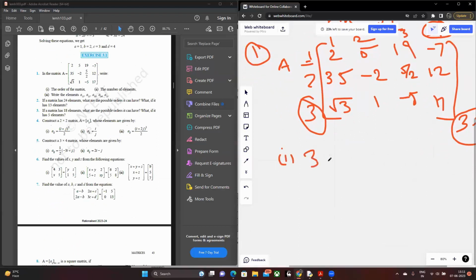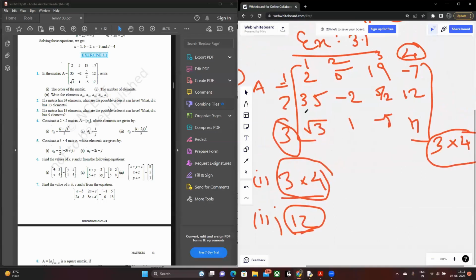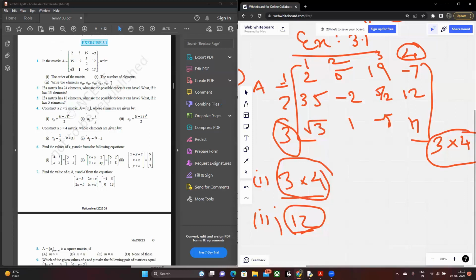First, the order of the matrix is 3 cross 4. I already proved it to you. Second, you have the number of elements. That is basically you multiply the order and you get the number of elements inside the matrix. 0 is also an element, do not forget. Only if you have something of a null value, which is basically an empty hole inside the matrix, only then will you say that there is no element inside. Otherwise, even if the value is 0, that 0 is going to be an element.